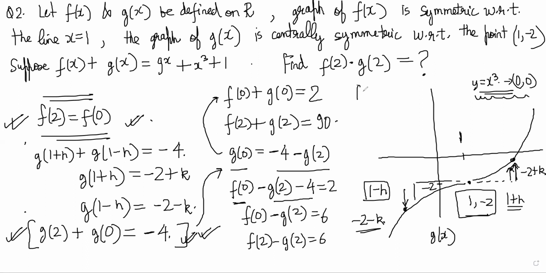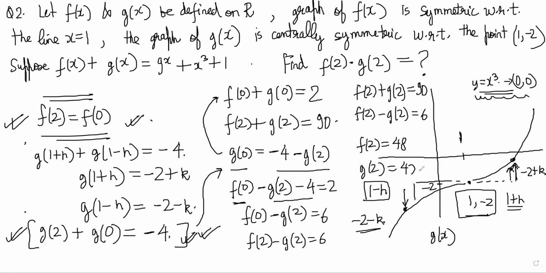Now combining f of 2 plus g of 2 is equal to 90, and f of 2 minus g of 2 is equal to 6, we will be able to solve for f of 2 and g of 2. If you simply add, you will get f of 2 is equal to 48, and therefore g of 2 must be equal to 42, right? So the product of f of 2 and g of 2 is 48 times 42, which is 2016.